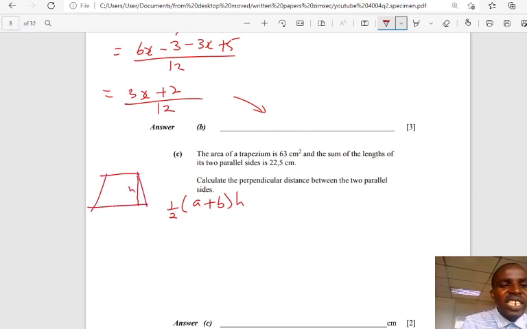And this one with the height here. So these two parallel sides, these are A and B. So in this case, we are given the area. So we say the area is given as 63. So just say half A plus B times H is equal to 63. Just form your simple equation.